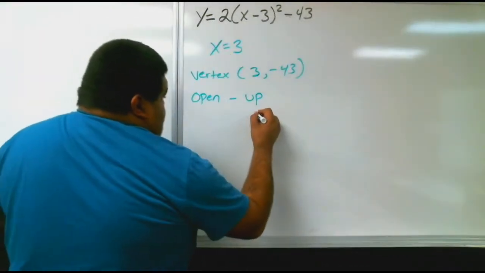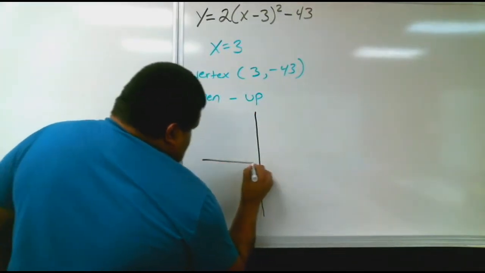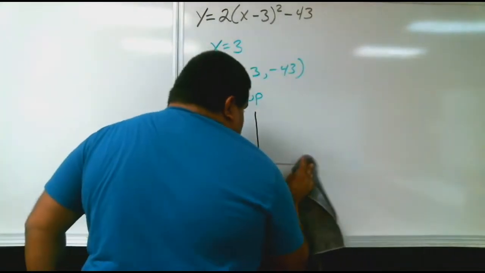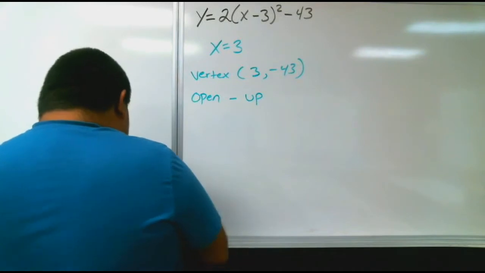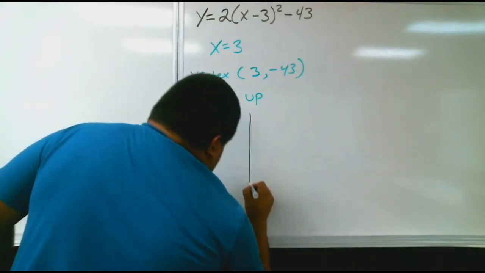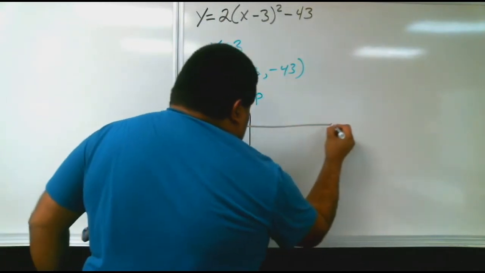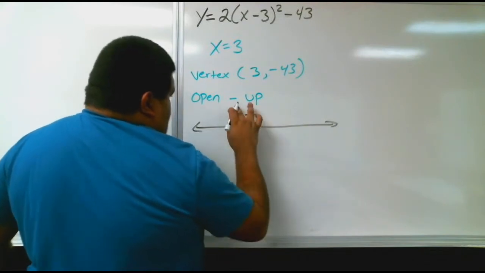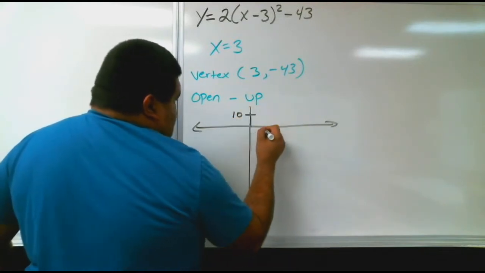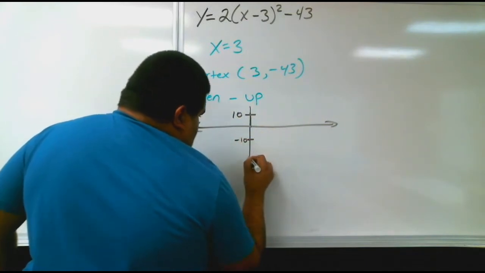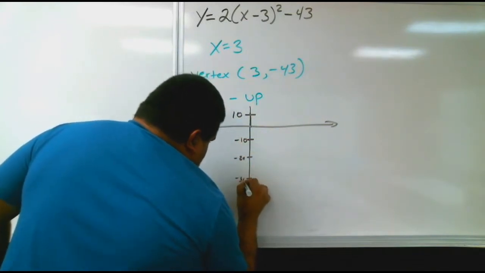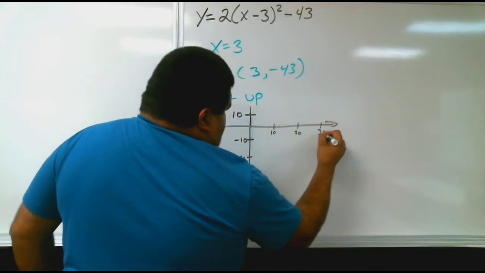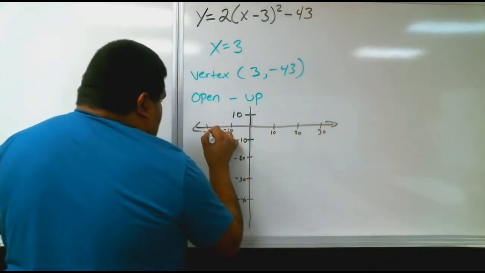So if I have my chart for graphing, obviously, I'm going to do it a little more to the negatives. Let's go by tens: 10, negative 10, negative 20, negative 30, negative 40, 10, 20, 30, negative 10, negative 20.